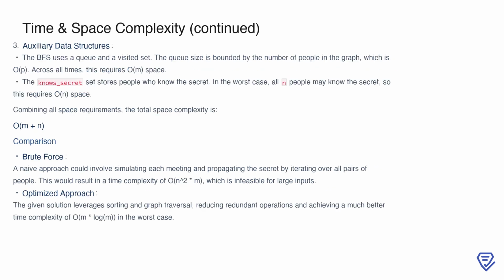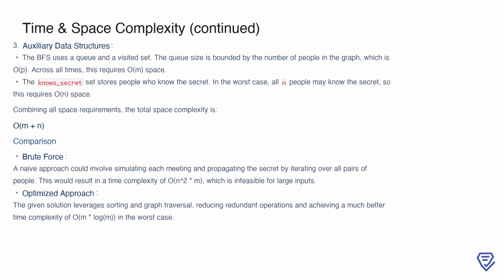In addition to the graph storage, there are auxiliary data structures needed during computation. The BFS process uses a queue and a visited set. The queue size is bounded by the number of people in the graph, which is p. Across all unique times, this requires m space. Additionally, the knows_secret set keeps track of the people who know the secret. In the worst case, all n people could learn the secret, requiring n space. When we combine all these storage requirements, the total space complexity is m plus n.